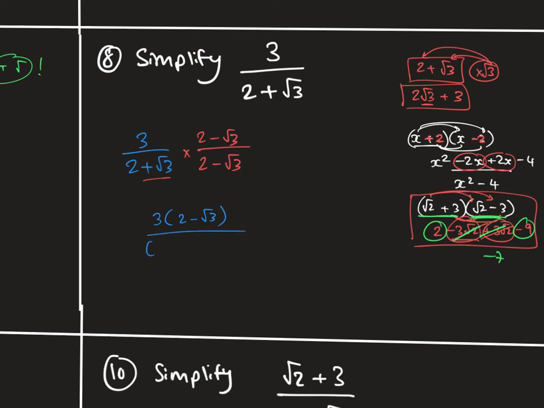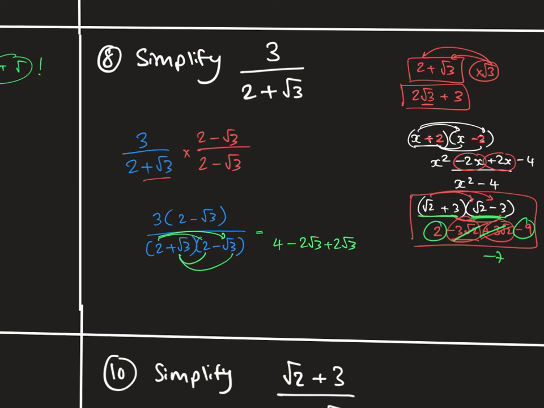And on the bottom, we've got 2 plus root 3, 2 minus root 3. And if I expand this out, 2 times the 2 will give us 4. 2 times the negative root 3 will give us 2 minus 2 root 3. And then here we go, I've got plus 2 root 3.